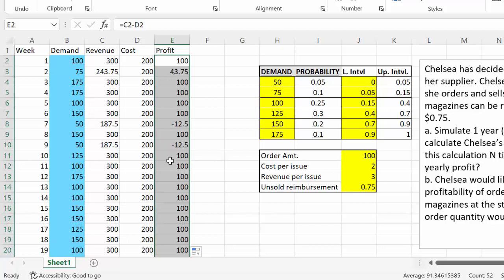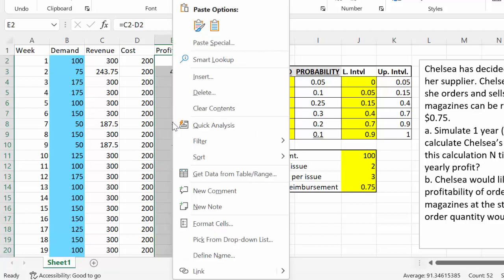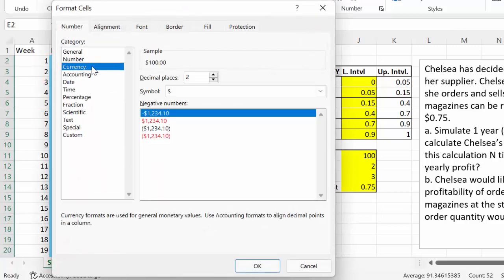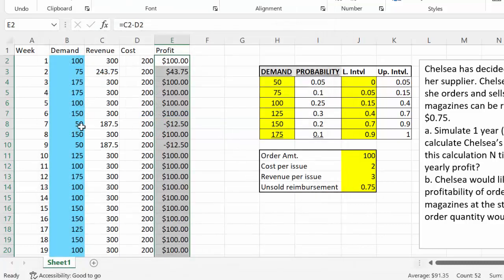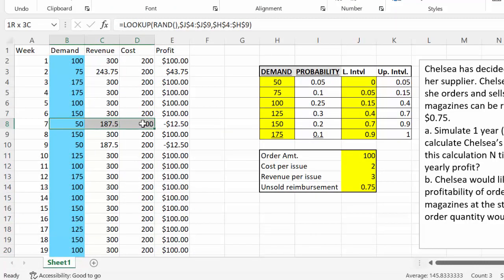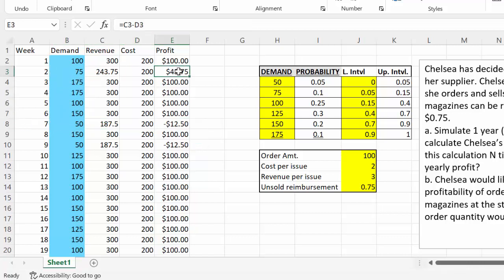Now, profit is in dollars, so let's format that. I just right clicked on my computer here and formatted the cells for currency so that it's in dollars and rounded to the nearest cent. Now notice on days where demand's 50, you lose money. It looks like you lose $12.50. On days where you have 75 for demand, you still make some money. But if it's 100 or more, you're making a profit of $100.